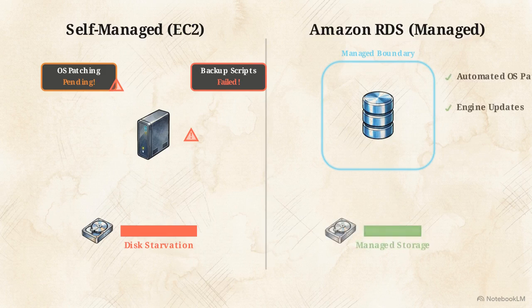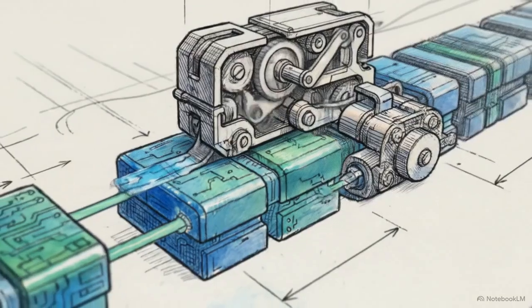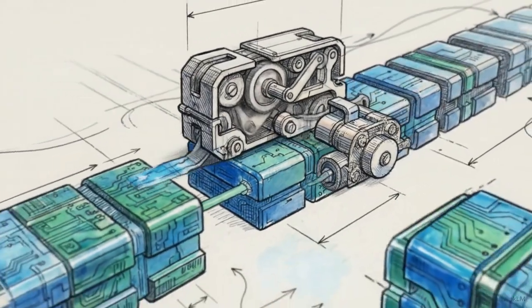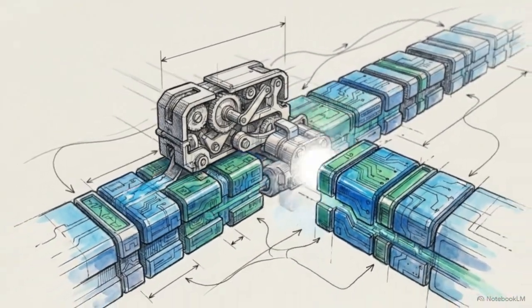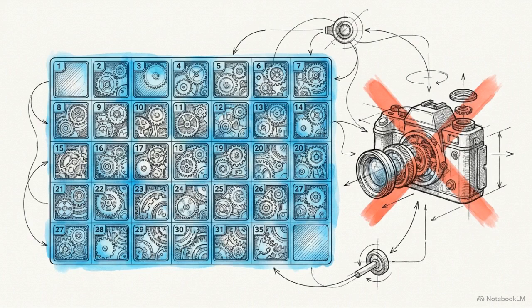AWS establishes a secure administration boundary around the database, automatically handling OS patching, database software maintenance, and continuous backup streams. These continuous backups capture the transaction log, allowing you to execute a point-in-time restore to any specific second within a retention window of up to 35 days, without relying on manual snapshot agents.